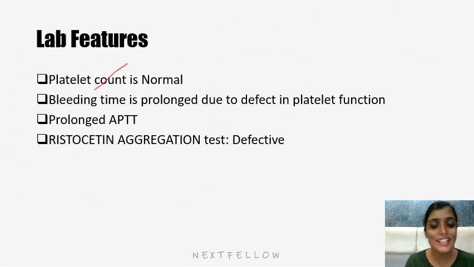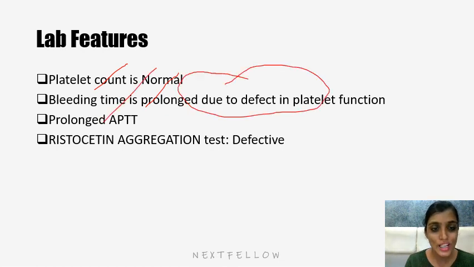Lab features: platelet count is normal, bleeding time is prolonged due to defect in platelet function, and there is prolongation of APTT. The ristocetin aggregation test, also known as the RAT test, is abnormal or defective in von Willebrand disease.